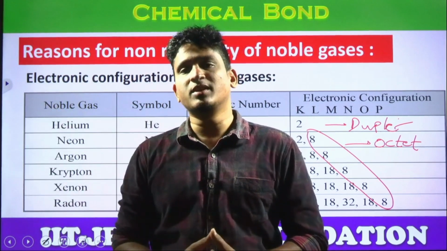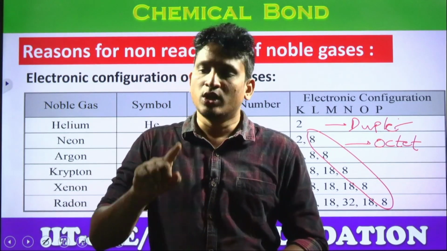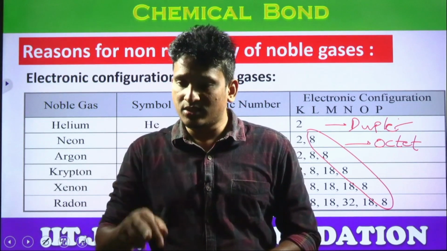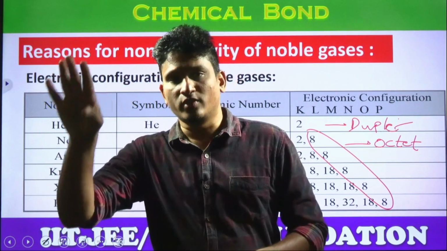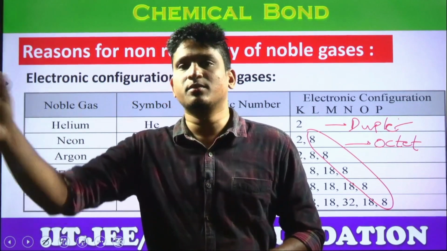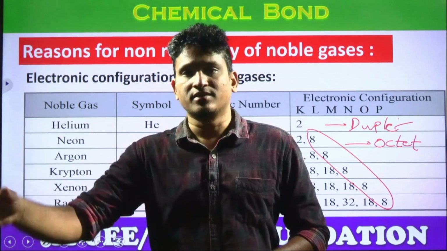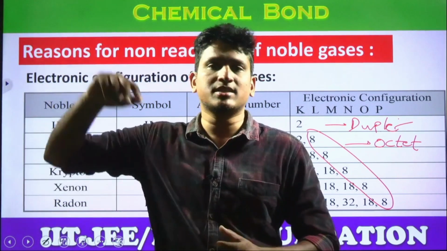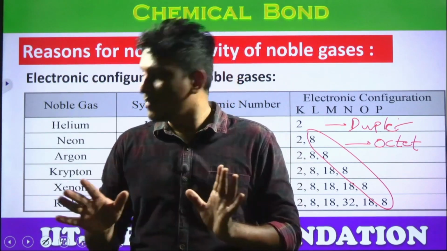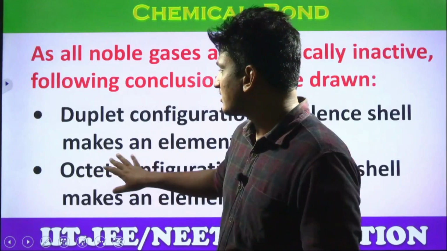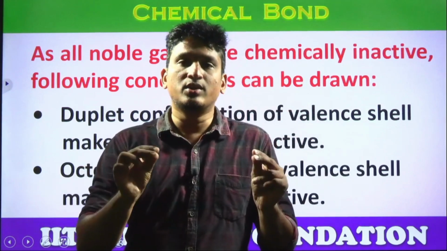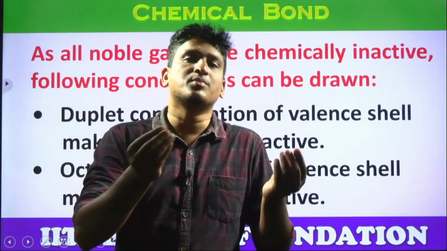Look at the 13th group elements, boron family. What is the configuration? 2s2 2p1, 3s2 3p1, 4s2 4p1. They all have 3 electrons. Next group 4 electrons, next group 5 electrons, next group 6 electrons, next 7 electrons, and the last, the noble gas, 8 electrons. That means all the remaining elements, how many electrons do they have in their valence shell, students? They have 1 to 7 electrons, depending upon their group.